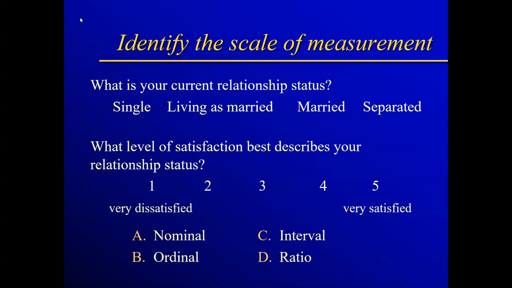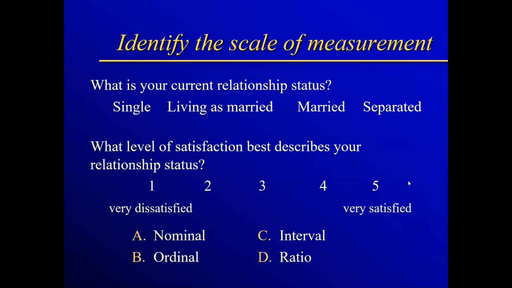All right, I'm seeing a lot of B's, and that is the correct answer because it has an order, right, from very dissatisfied to very satisfied. So there is a logical order, but the difference between 1 and 2 might not be the same as the difference between 4 and 5.